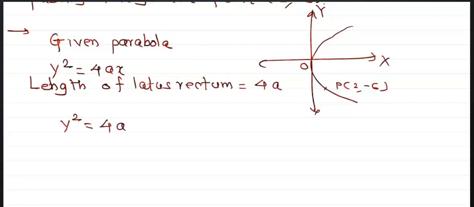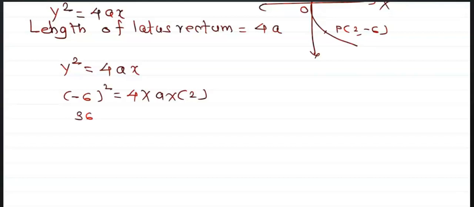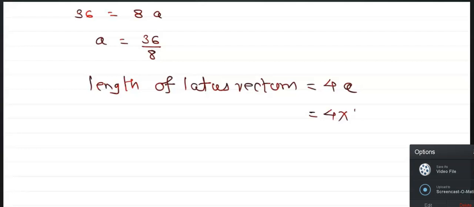Substitute the value of point P, that is 2, minus 6. Minus 6 square is equals to 4 into a into 2. Therefore, the value of a is 36 upon 8. Therefore, the length of latus rectum is 4a, 4 into 36 upon 8, that is equals to 18. This is the length of the latus rectum.